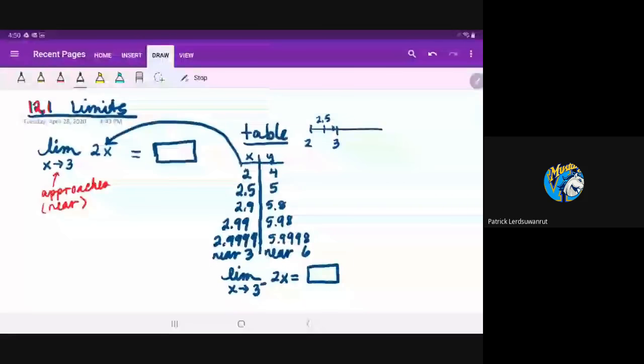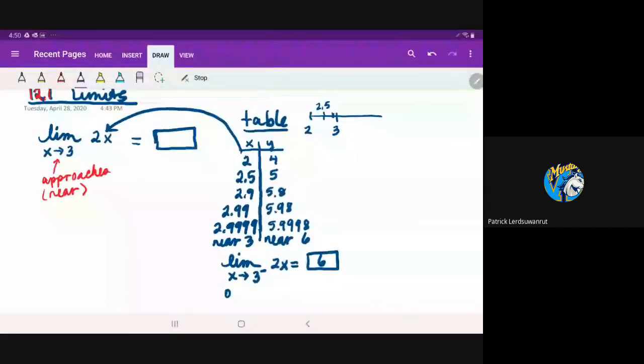Okay, so now as I keep picking numbers closer and closer to 3, I'm going to get closer and closer to which number. So limits are about what you are getting close to. So in this case, the answer is 6. Now, that's a one-sided limit, which technically is section 12.2. But it helps me to describe limits if I talk to you about the sides.